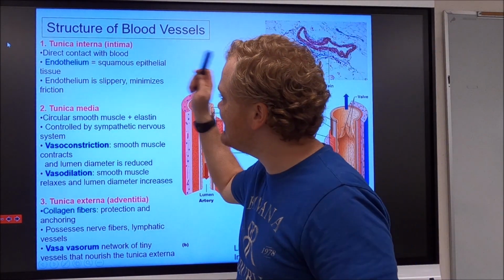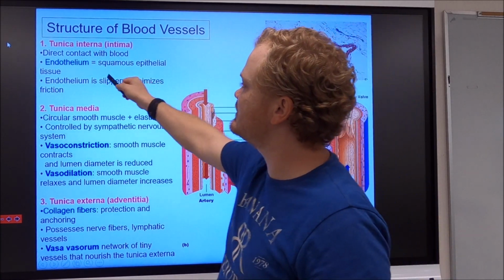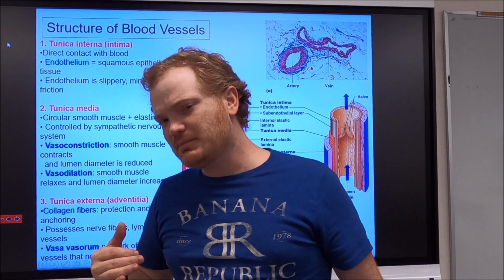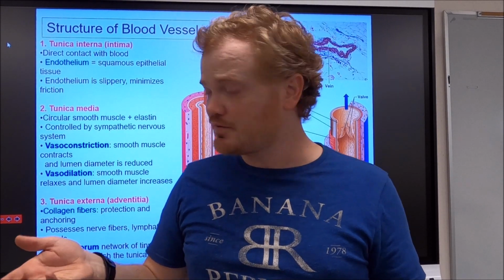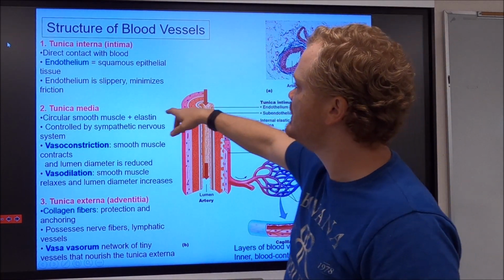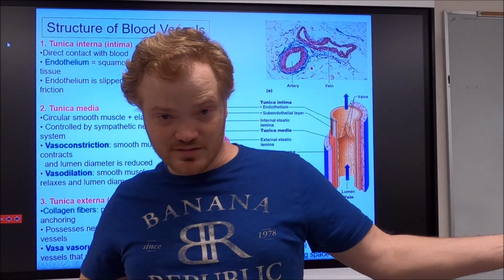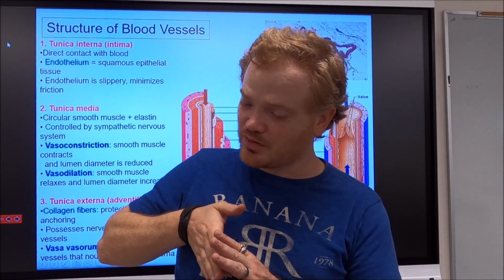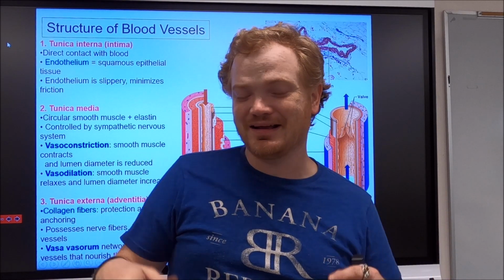So the tunica intima, tunica interna, this inside portion here is very important because it contains endothelium. This is the same endothelium that's kind of continuous with the inner lining of the heart itself, and it's ultra slick. Okay, the inside of these blood vessels, this endothelial layer, this tunica intima, is ultra slick. And the reason it's there is to decrease the amount of friction as blood flows through the body.